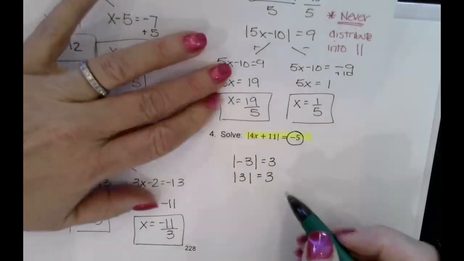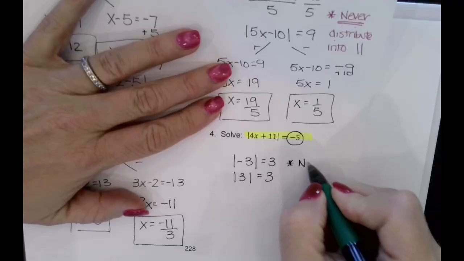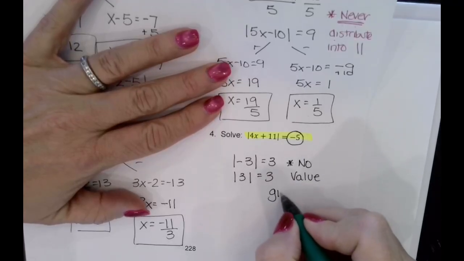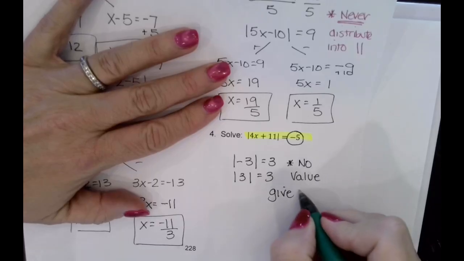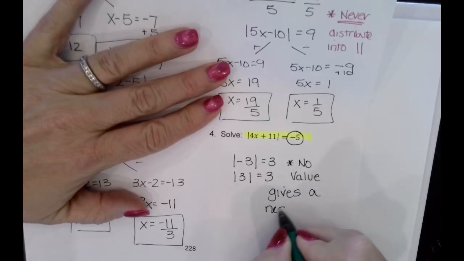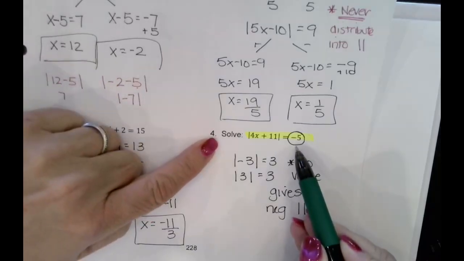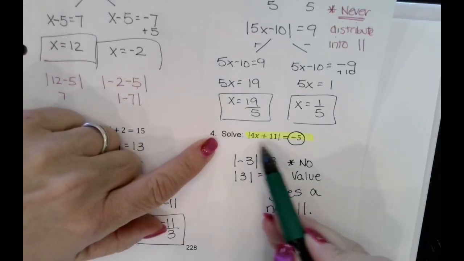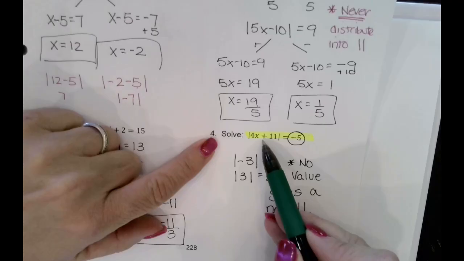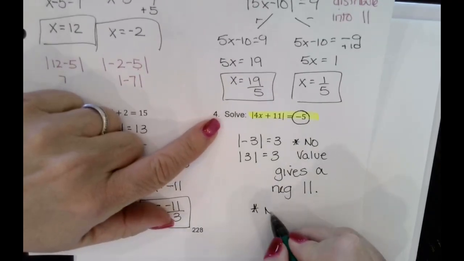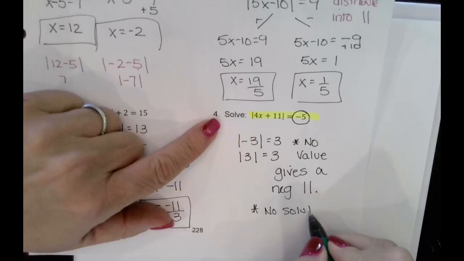So what this is saying is that no value gives a negative absolute value. So because this is negative right here, there's nothing in the absolute value bars that's going to make this a negative. So what we're going to say is that this is no solution.